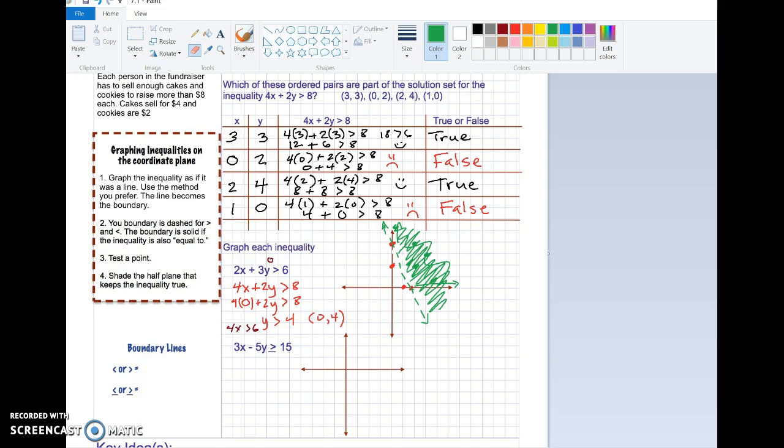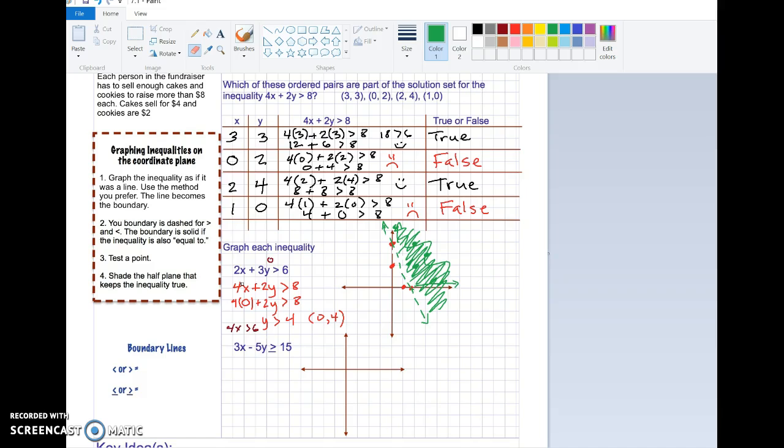Now, let's go ahead and look at this little dotted box over here, graphing inequalities on the coordinate plane. It gives me the 4 steps of how to graph an inequality. The first thing I have to do is graph that inequality as if it was a line. And I can use any method I want. I can use x and y intercepts, which is what I did here, or I could turn the line into slope-intercept form and graph the line that way.